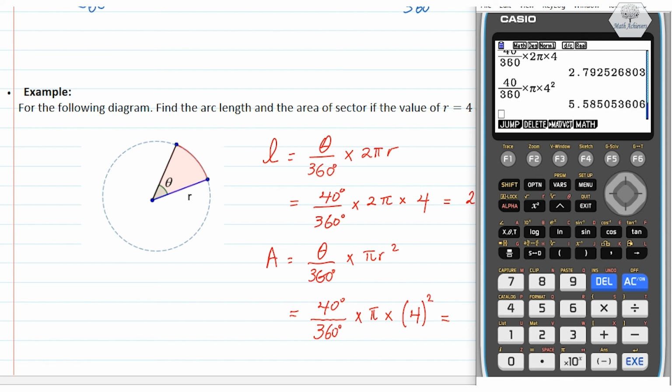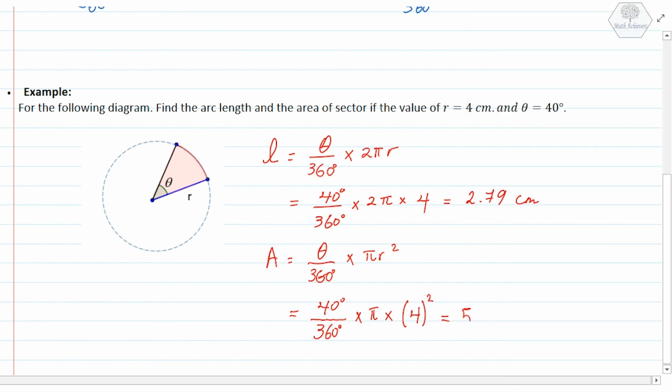I press S to D, I'll have it as 5.59 centimeters squared. And by this, I found the arc length and the area of sector inside a circle.